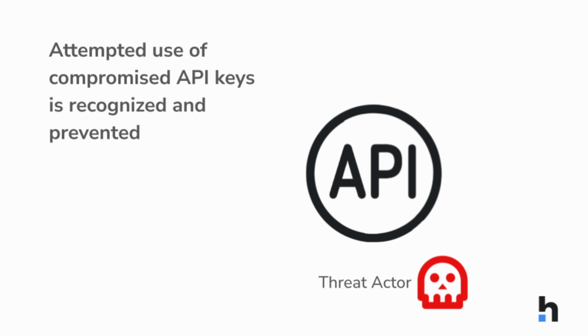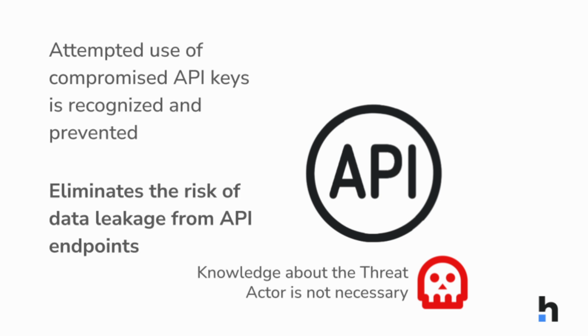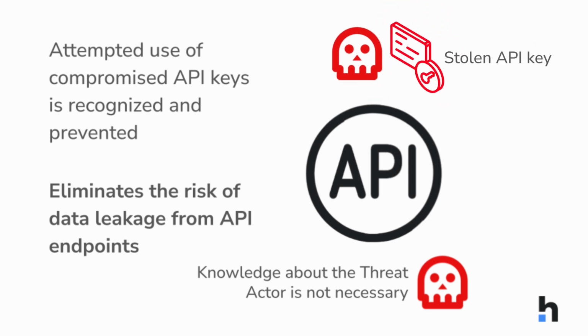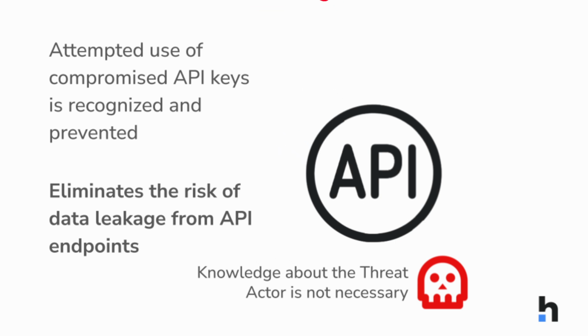WoSPs have the unique capability to recognize untrusted connection attempts. This means that they can protect public-facing API endpoints and prevent data leaks from misuse of stolen keys, disrupting the attack before it can occur. And this occurs without needing intelligence or knowledge of threat behavior.